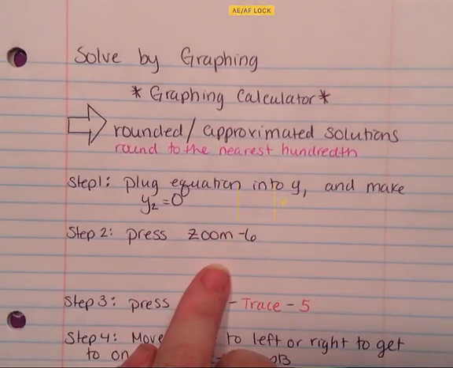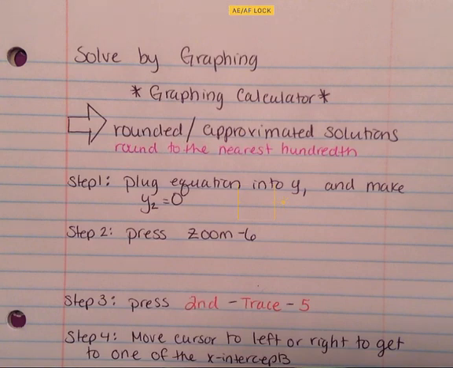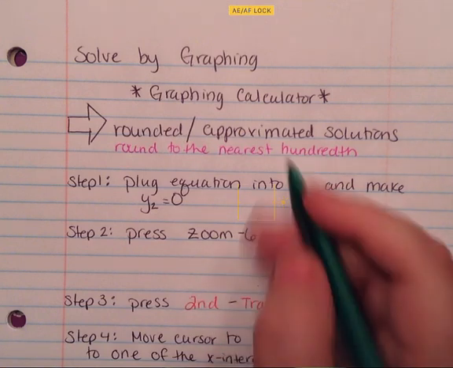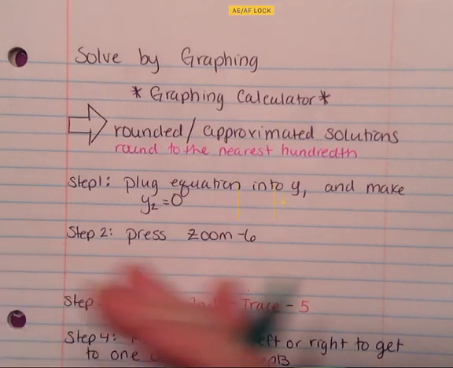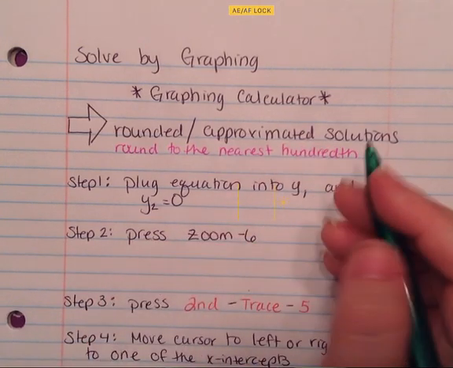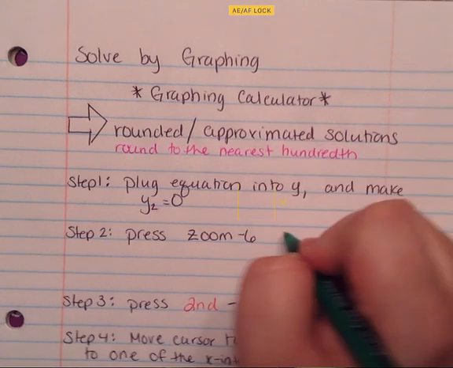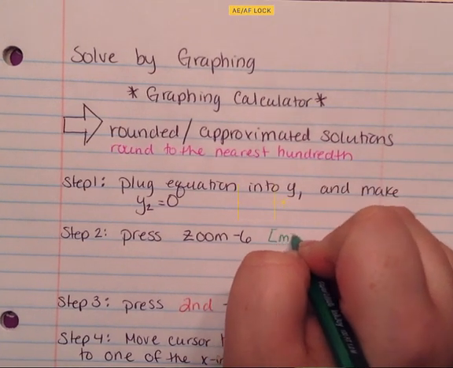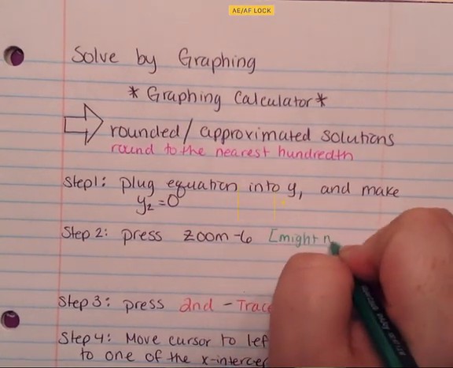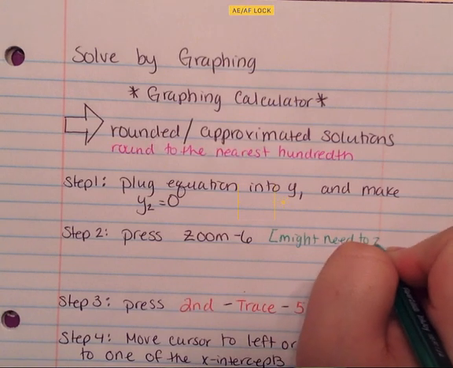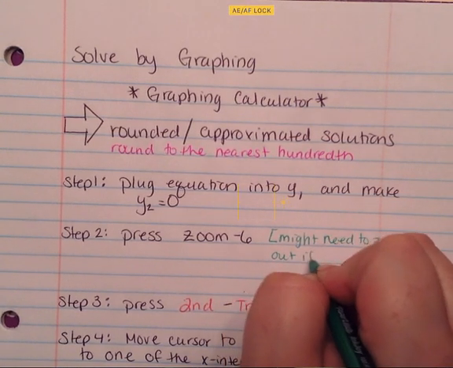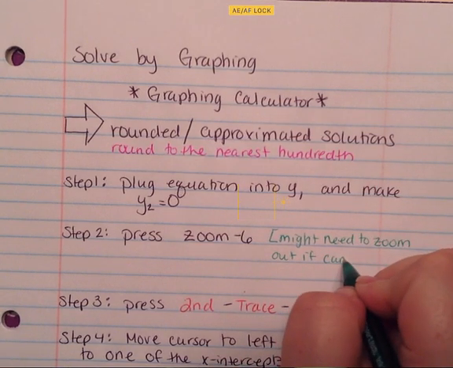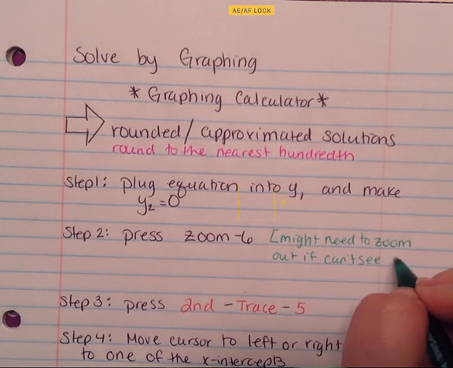Our second step, we're going to press zoom 6 so that we can see a standard graph. However, if your graph is not crossing between -10 and 10, you might need to zoom out if you can't see the graph. I'm going to make a note here: might need to zoom out if you can't see the graph. And I'll explain how to do that as well.